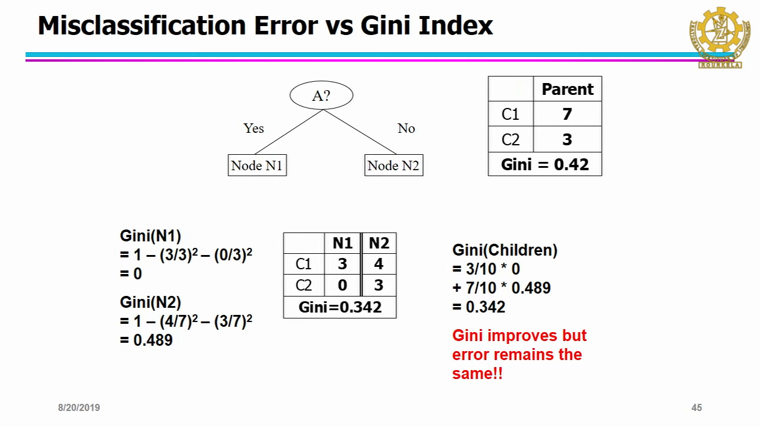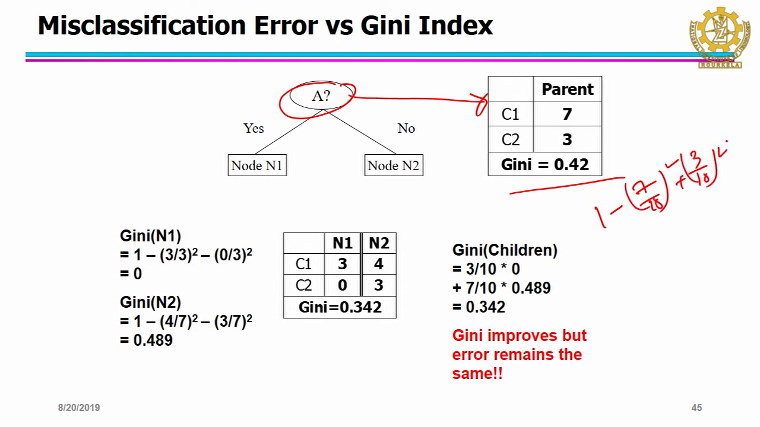Now here is one example, misclassification error versus Gini index. We have 3 metrics. Now if you compare the misclassification error with the Gini, in this case, what will be the Gini here? Compute it with the Gini formula, 1 minus summation over p_i square. Here there are 2 classes, so 7 by 10 square plus 3 by 10 square. That is the Gini value, and let us say we got a Gini value of 0.42.